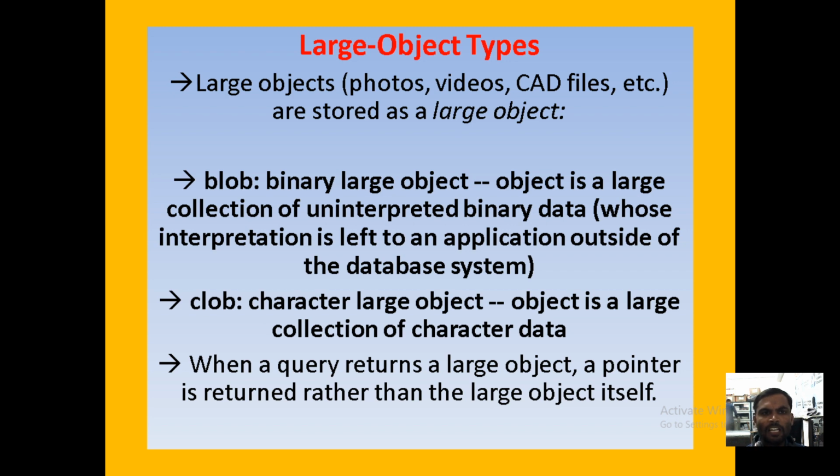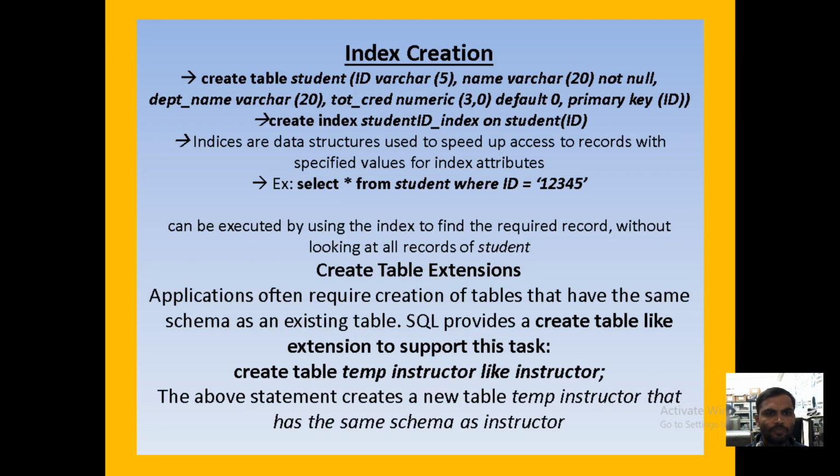Under the LOB, there are two types: BLOB and CLOB, character large object. If you want to store data in the format of characters, we go for the CLOB. A CLOB is a large collection of character data. When a query returns large objects, it returns pointers rather than the large object itself. Under SQL data types, we have number, date, time, BLOB and CLOB, which come under the large object data types.